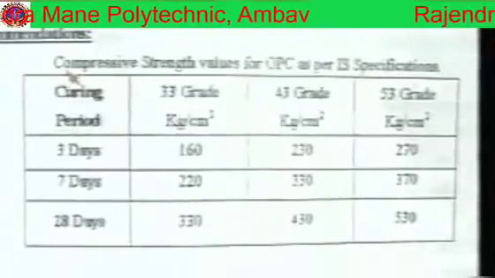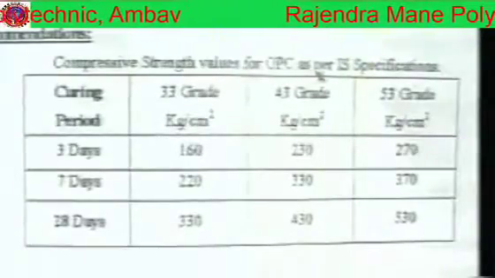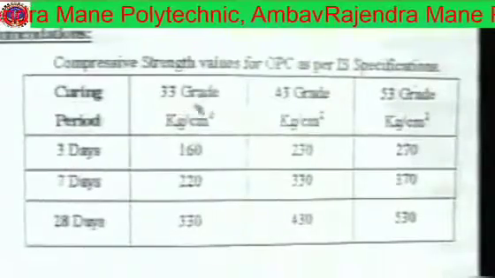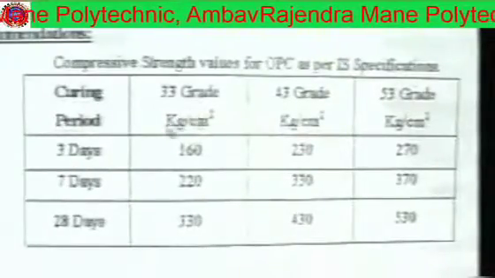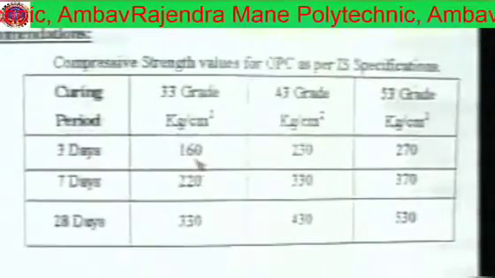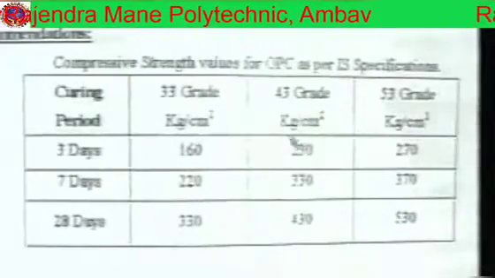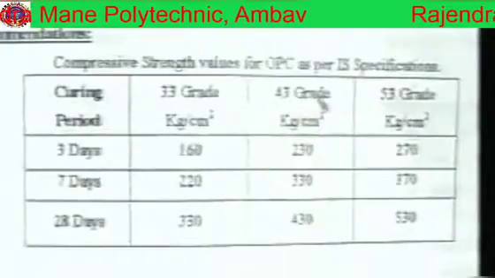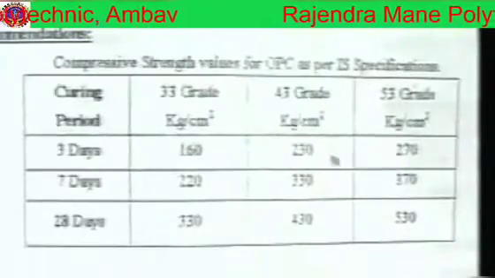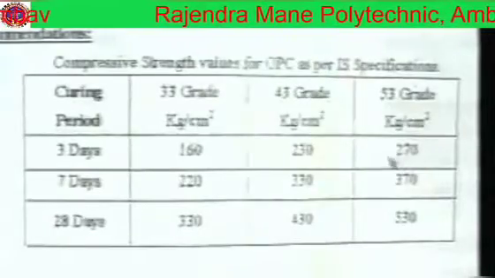Recommendations of the compressive strength values of the ordinary Portland cement are as follows. For 33 grade cement on 3 days testing, the compressive strength should not be less than 160 kg per centimeter square. For 43 grade cement, it should not be less than 230 kg per centimeter square. For 53 grade cement, it should not be less than 270 kg per centimeter square.